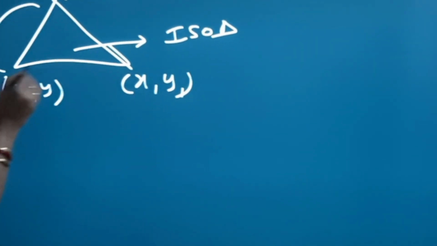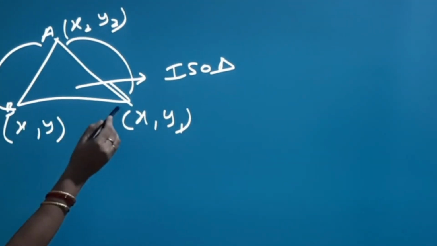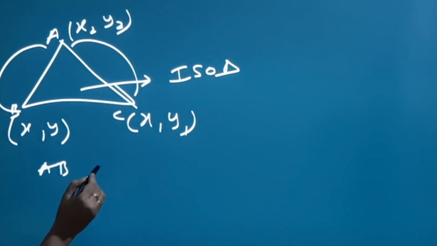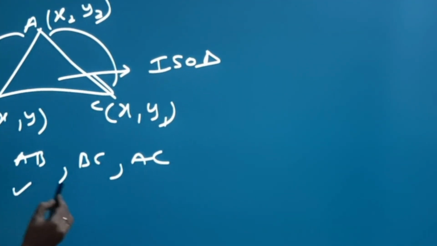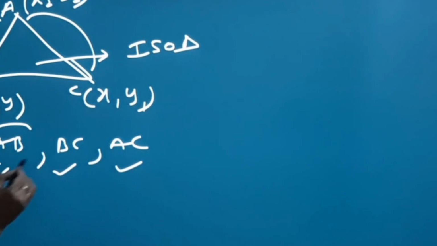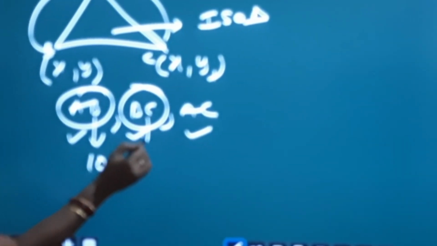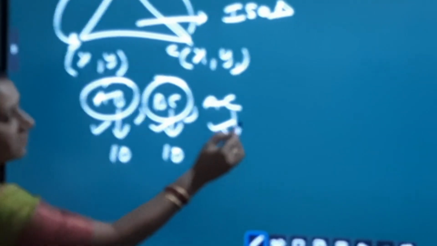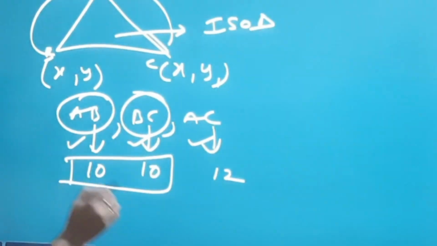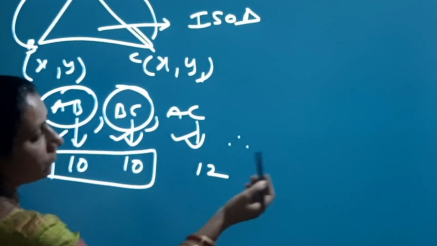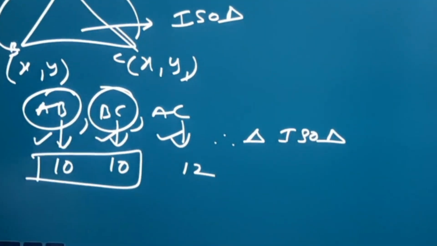For that, find the distance between the sides. So we are finding what is AB, then what is BC and what is AC. After getting all the values, if any two values are the same, suppose we got AB as 10, BC also as 10 and AC as 12. Here we are getting two values equal. So finally we will write that therefore the given triangle is an isosceles triangle.